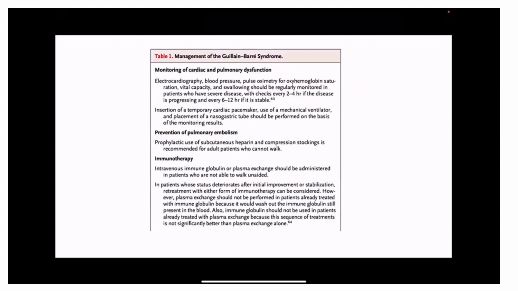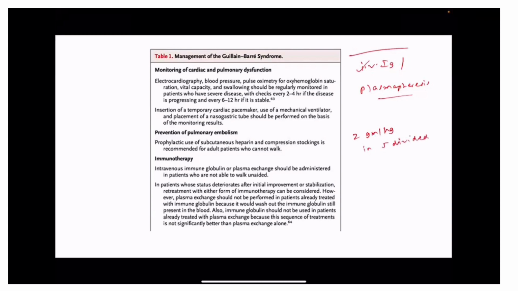Management is very easy. Once you diagnose the patient is having GBS on your CSF, nerve conduction study, clinically, you usually start these patients on either IVIG or plasmapheresis. Now, which is better? If somebody asks you a question like that, none of them has proven to be more superior to the other. That should be your answer. But in Indian scenarios, typically we use IVIG. And what is the dose of IVIG? It is 2 grams per kg in 5 divided doses. So we give this over 5 days typically to the patient, 2 grams per kg.